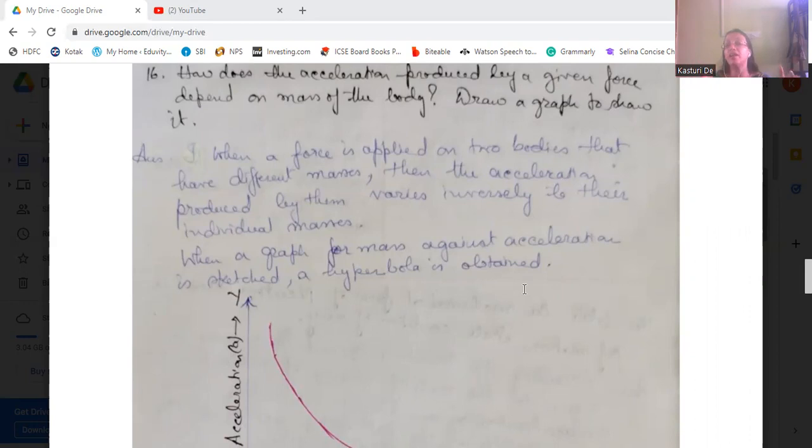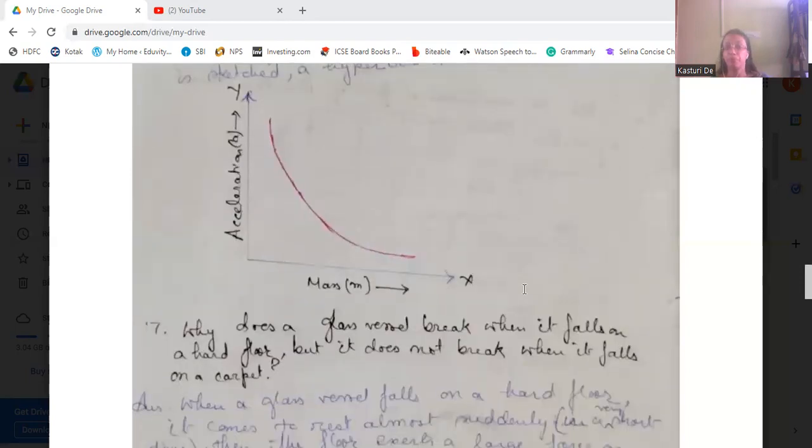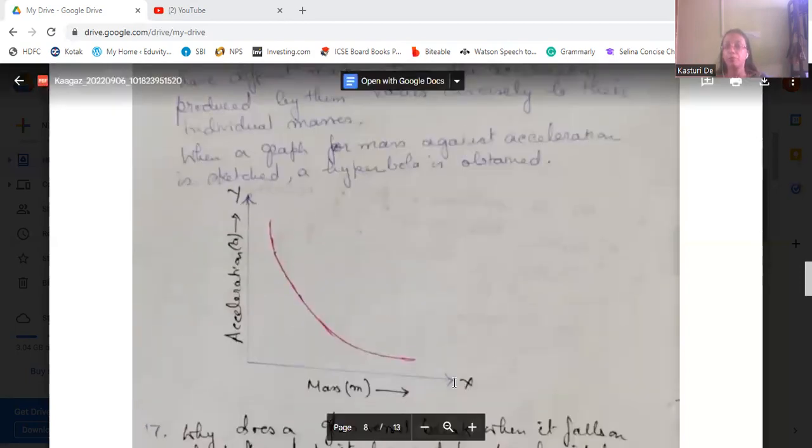And reversing, if the same force is applied, the acceleration produced by them will vary inversely. That means if the mass is more, acceleration will be produced less. But if it has less mass, acceleration will be produced more. It is inversely proportional to the individual mass. So the graph will be a hyperbola.